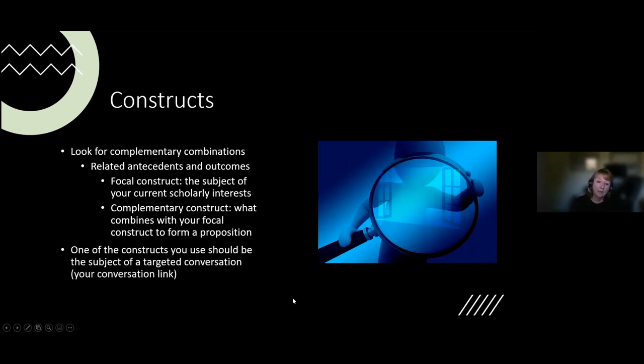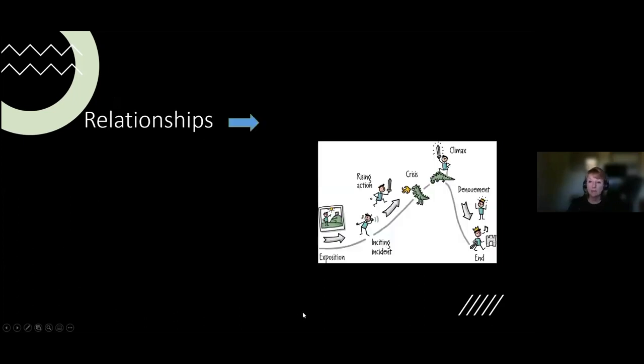So one of the constructs that you're using should be the subject of the conversation that you're trying to have in the paper. So even though my broad interests are social sustainability, perhaps what I'm really interested in is modern slavery in a supply chain. Well, that would be an antecedent to social sustainability. So sometimes the antecedent construct is really what you're developing in the paper, but the focal construct is the broader issue.